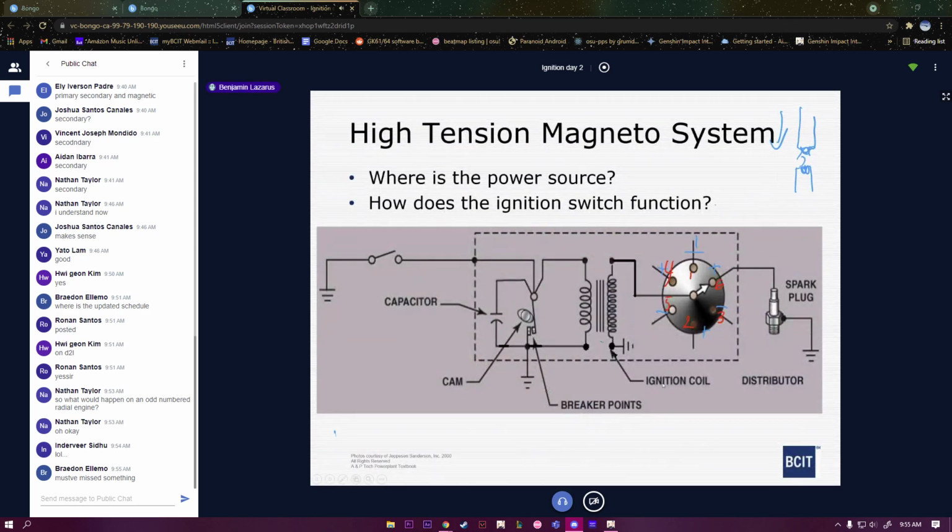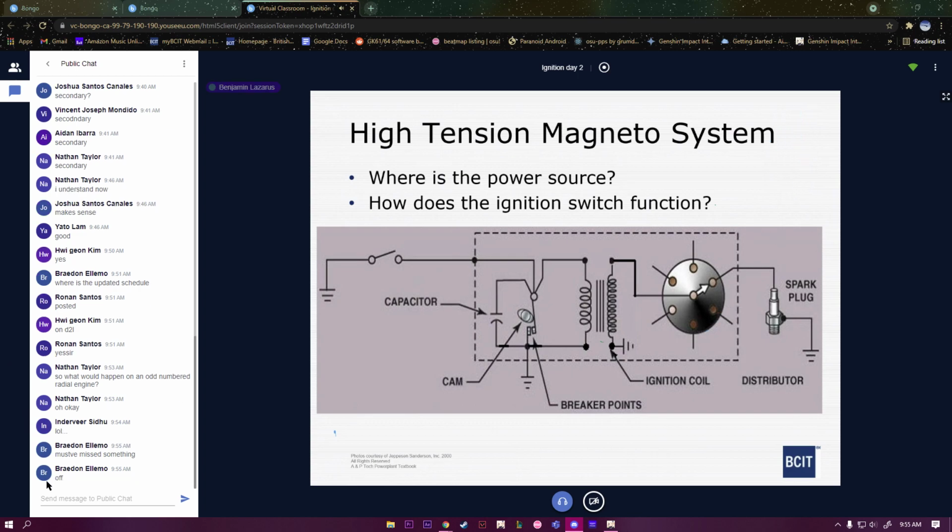Is this magneto in a run position or an off position? If I spun this magneto, would it make a spark right now? Is this in a run or off position, the way it's drawn? Off. This is in the run position. And here's why.